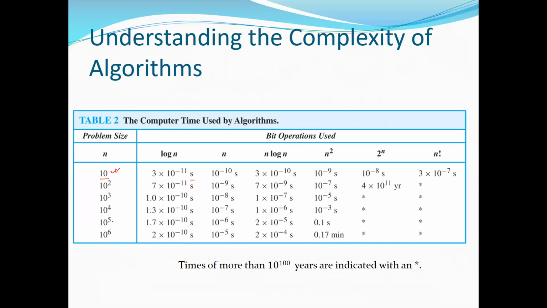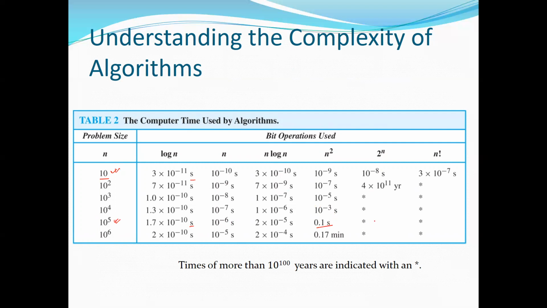Now for example, if you have 10 to the power of 5 inputs and it is log n behavior, 1.7 times 10 to the power of negative 10 seconds are required. A very small amount of time is required, right? And if it is linear, then it is still about 10 to the power of negative 6 seconds, right? And if it is the square, this requires 0.1 second.